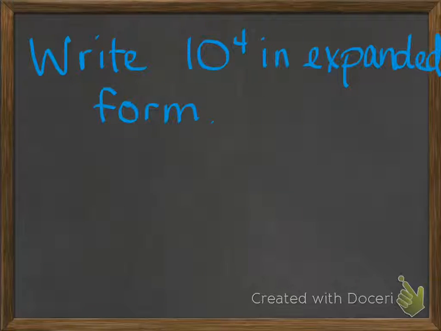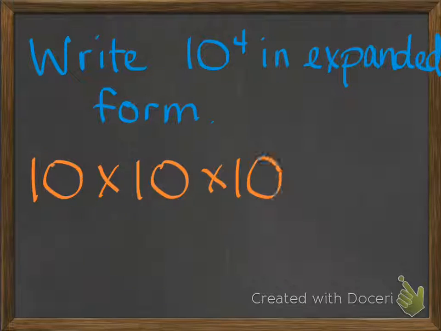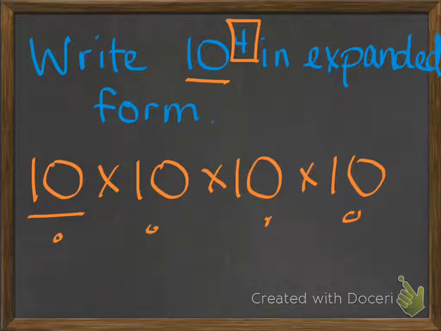Write 10 to the fourth in expanded form. You should have written 10 times 10 times 10 times 10. Remember, 10 is the base number. The number 4 is how many times we are multiplying that number together. And remember, this does not mean 10 times 4. That's not what that means at all. It means 10 times 10 times 10 times 10.